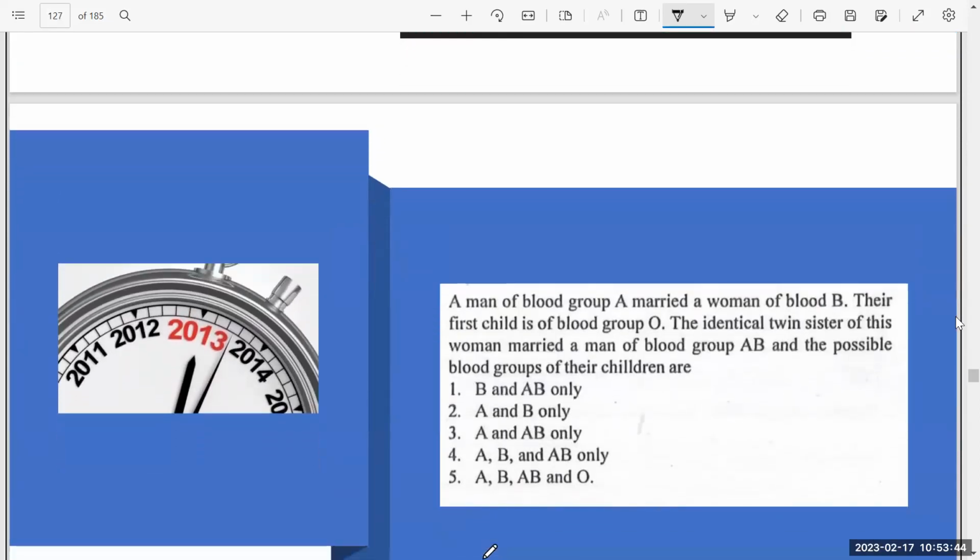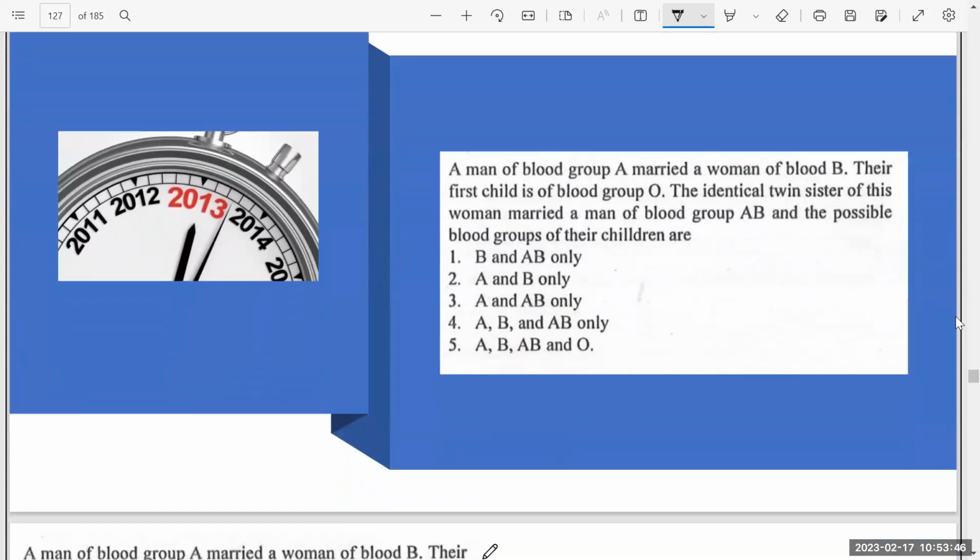Okay, 2013, getting a little bit easy now compared to the past. 2005 or 6, genetic questions become a little bit easy. So can you try this one? Okay, sir. Okay.